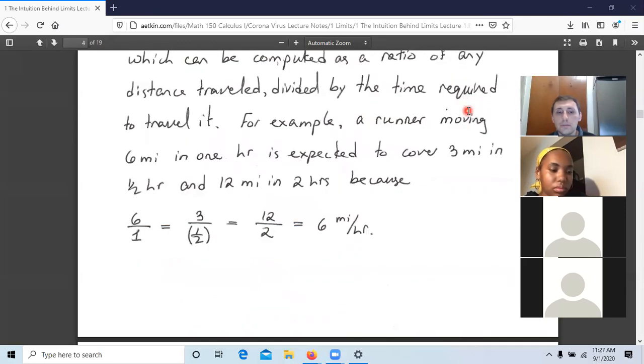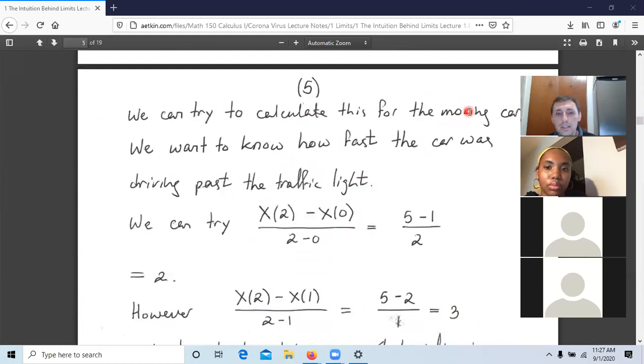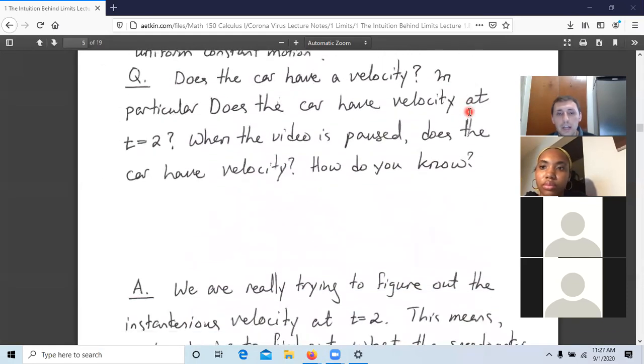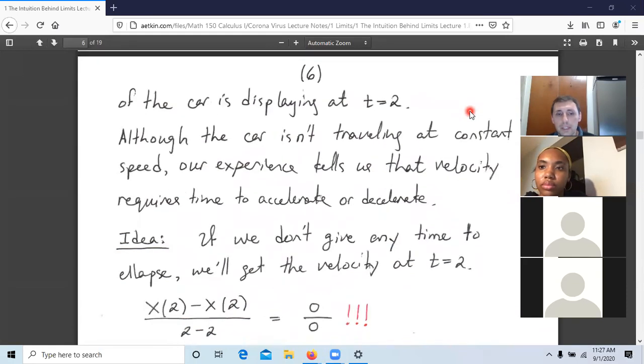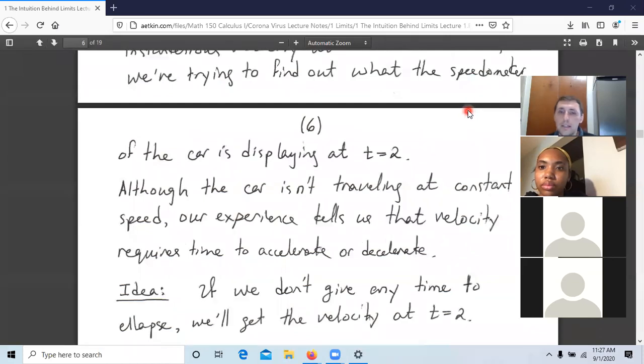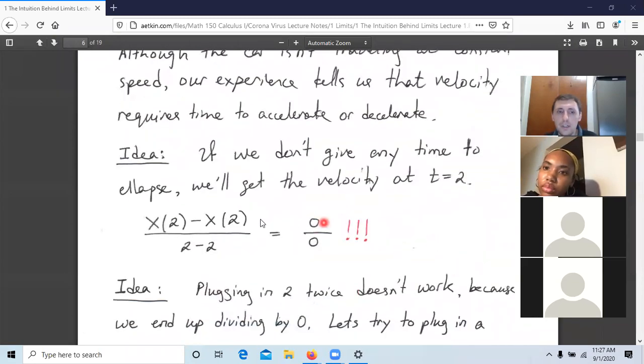All right, since nobody is saying anything, I will suggest one possible idea. One idea is we need a change in time. Why not take both times to be equal to 2, because I need the velocity at 2. Then I try to measure the change in position divided by change in time. There was 0 change in time, so I divide by 0. There was also 0 change in position, so I have 0 divided by 0.